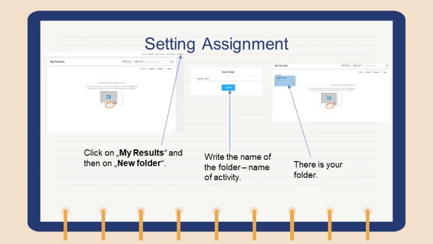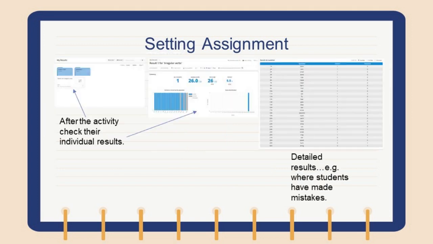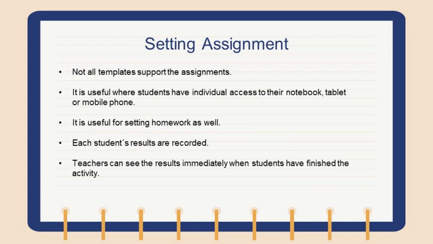You are on Dashboard. Click on My Results on the menu line. Then click on New Folder. It's recommended to put the name of the activity there. You can register your folder Irregular Verbs. When the students finish the activity, you can check their individual results. There are detailed results too. It's easy to see what the score is and where the students have made mistakes.